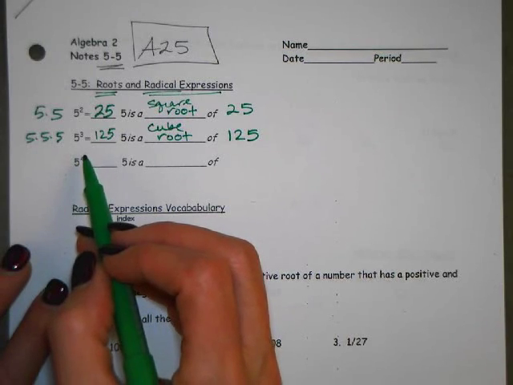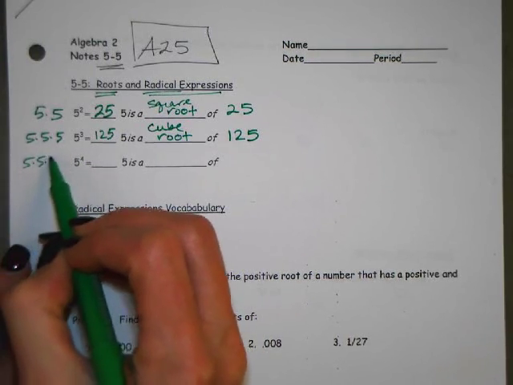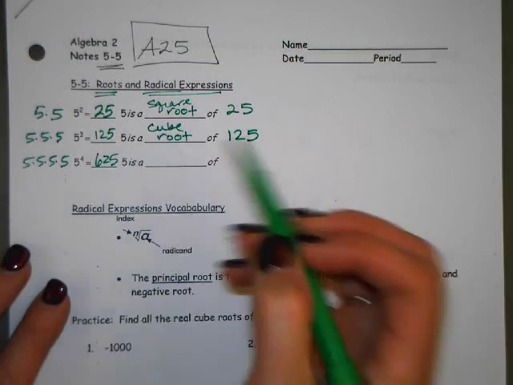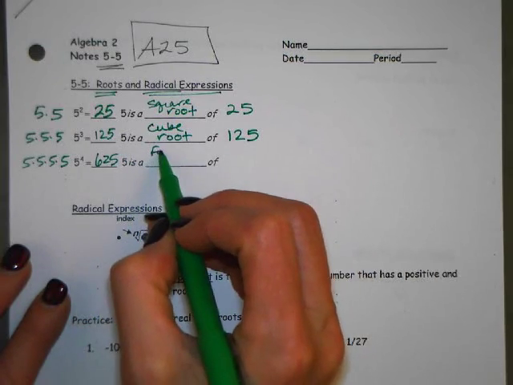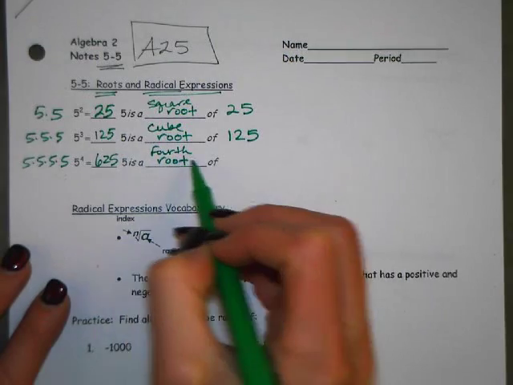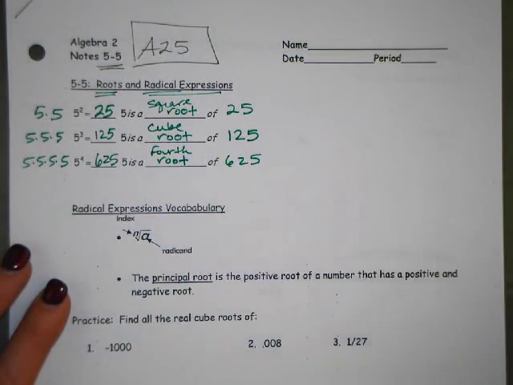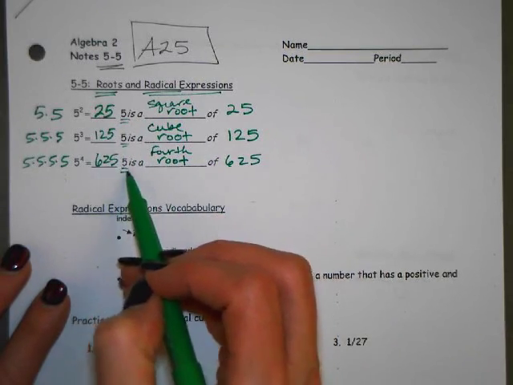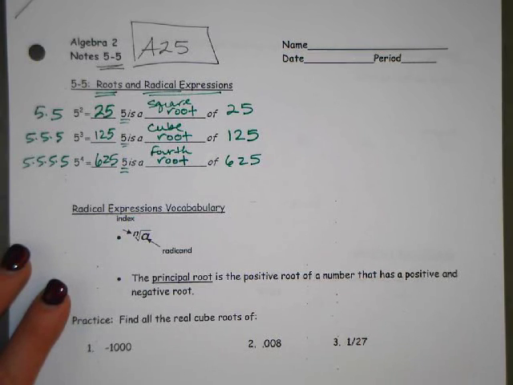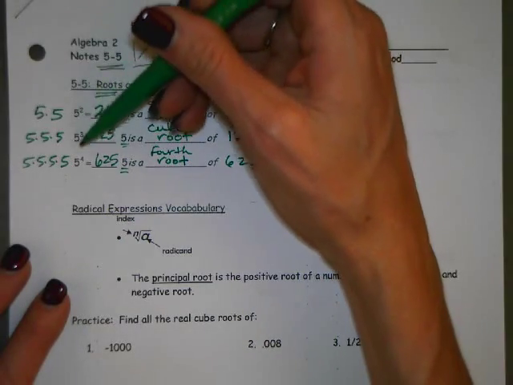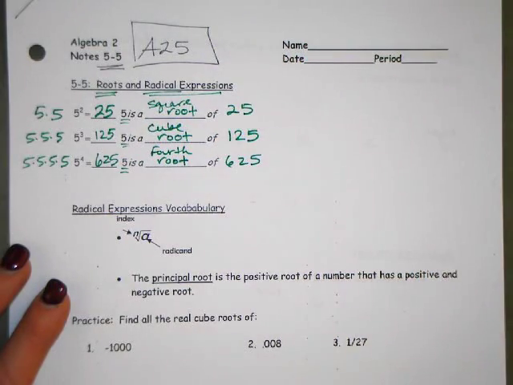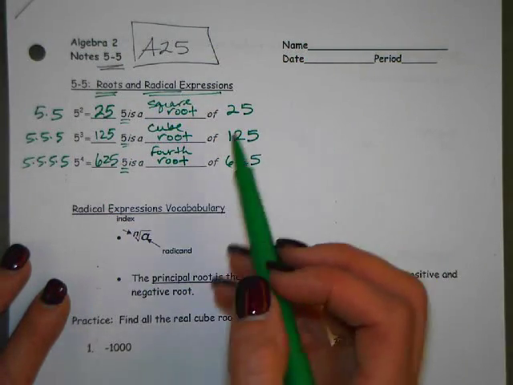5 to the fourth, so 5 raised to the fourth power, is 5 times 5 times 5 times 5, and that equals 625. So 5 is a fourth root of 625. So the base number that you're using to multiply by itself multiple times is what we call the root. How many times it's being raised is whether it's a square, cube, or fourth root. So that's how that's referred to. Does that make sense?